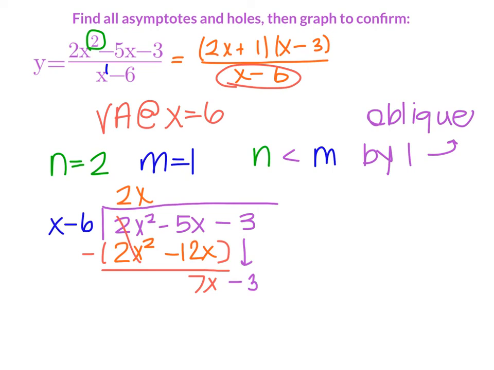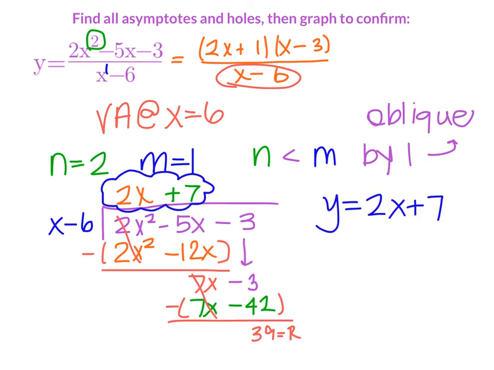For my next term, I have to figure out what x needs to be multiplied by to get 7x. That's just going to be a positive 7. So 7 times x gives me 7x. 7 times negative 6 gives me negative 42. 7x minus 7x gets rid of that term. Negative 3 plus 42, because a negative times a negative is positive, is 39.